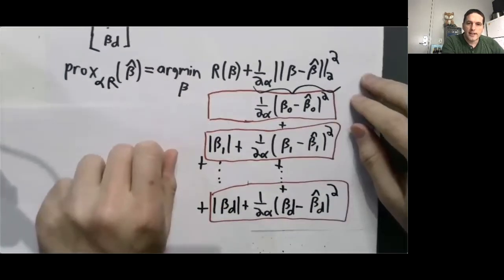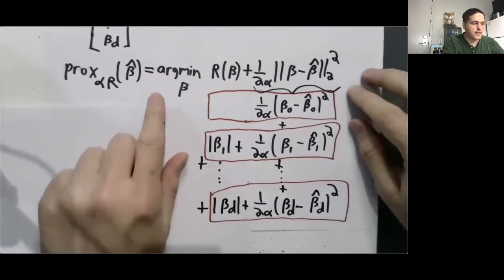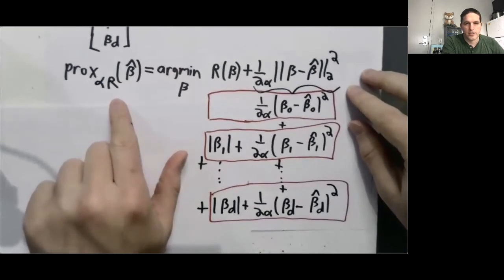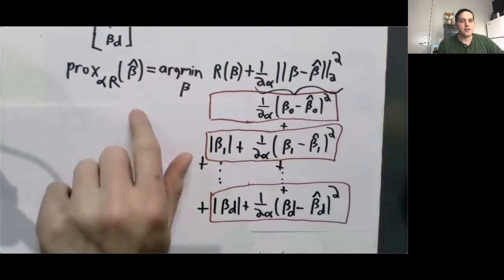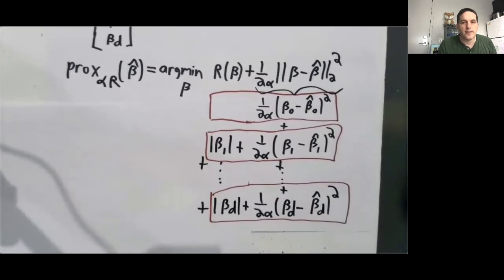So we have now figured out how to evaluate the proximal operator of this modified regularization function r. We're given a vector beta hat as input, and all we do is apply the proximal operator of the absolute value function to each component of beta hat except the 0th component. The 0th component is left unchanged. In other words, we take the vector beta hat as input, we shrink all the components of beta hat towards the origin by distance alpha, except for the 0th component of beta hat, which is left unchanged.